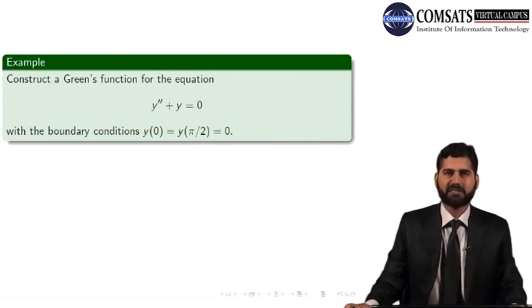So the first example is, construct a Green's function for the equation y double prime plus y equal to 0 with the boundary conditions y(0) and y(pi by 2) equal to 0. Here you see alpha 2 is 0 and beta 2 is 0. Both are not 0 at once. So let's start with this example.